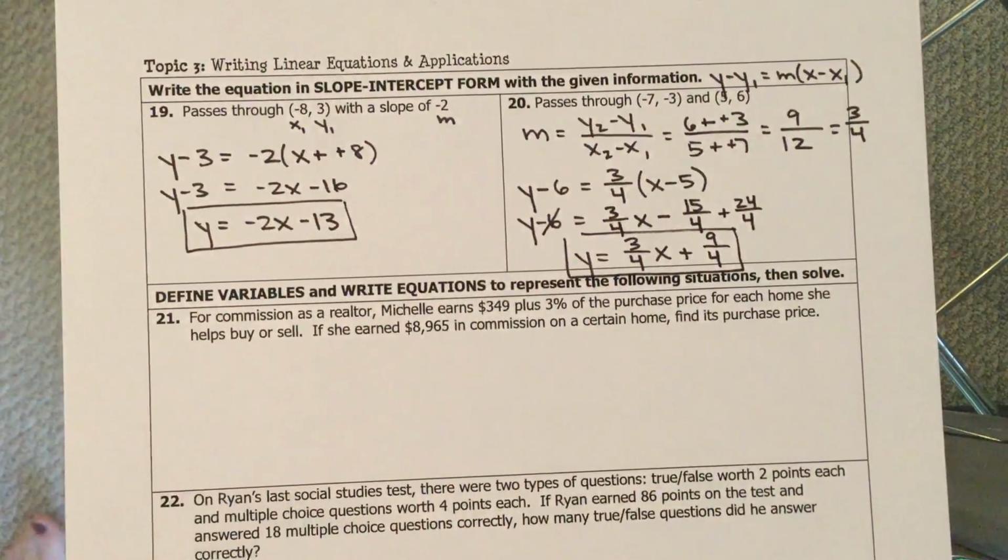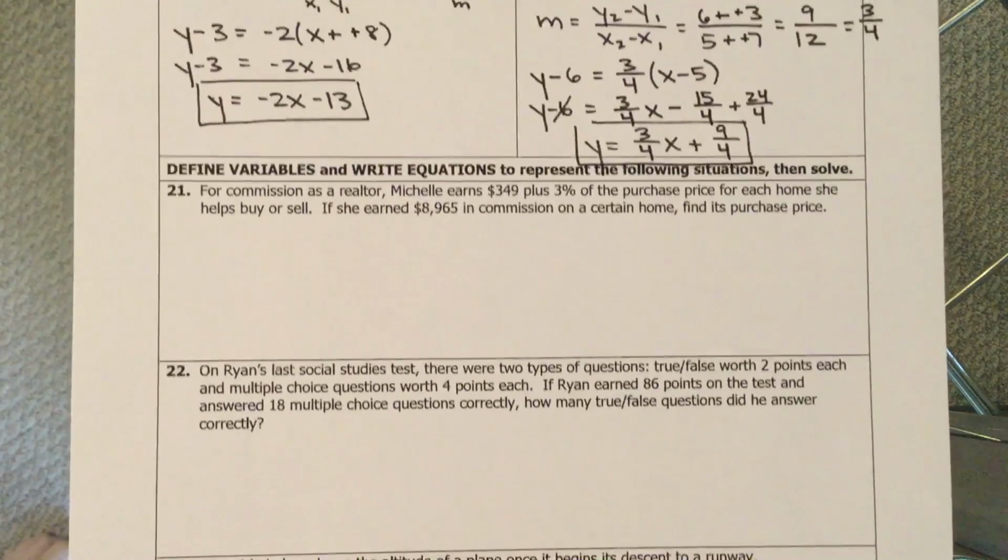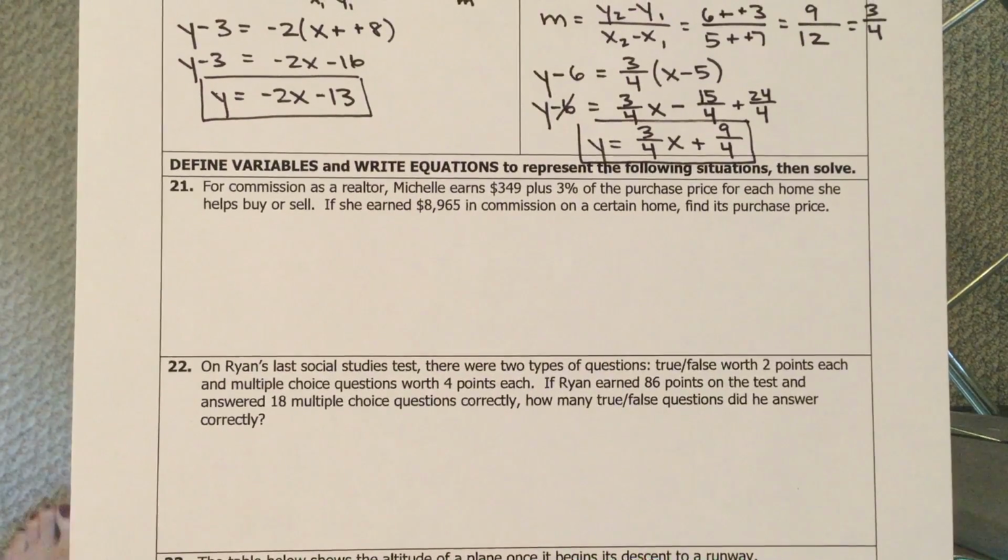Like that. Okay, so now for 21 and 22, I've got a couple of examples of some story problems. So number 21 says, for commission as a realtor, Michelle earns $349 plus 3% of the purchase price for each home she helps buy or sell. If she earned $8,965 in commission on a certain home, find its purchase price.